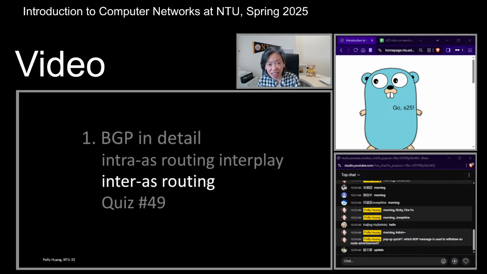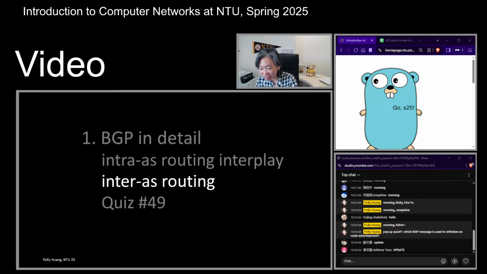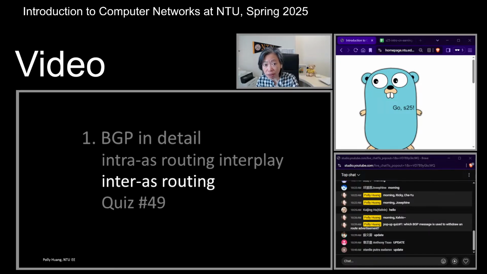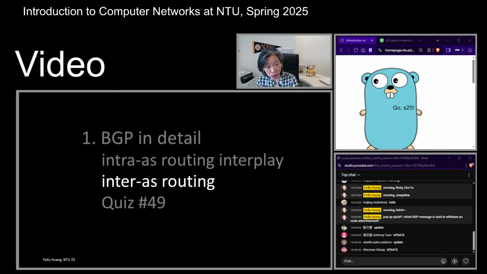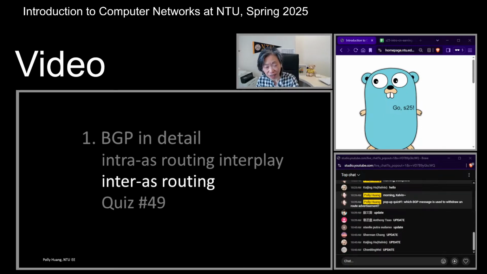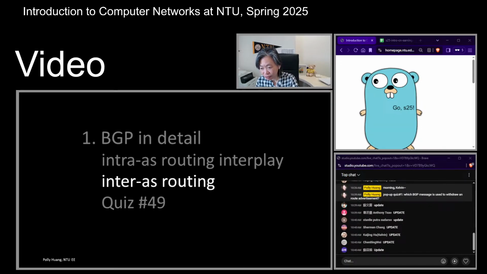Now, on the live chat, you see I'm asking which BGP message is used to withdraw a route advertisement. So it's not to send an advertisement, but to withdraw. Which one? Oh, I see, Josephine. Yeah, the update message is used to send the route advertisements as well as to send the withdrawal of the routes. Very good.